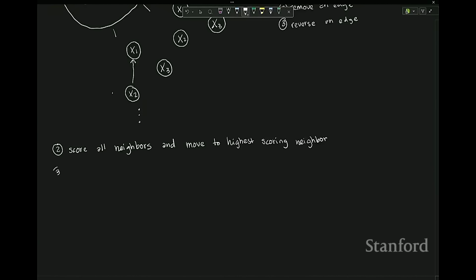And we just keep on repeating this process until we reach a point where for the current graph, there's no neighbor whose score is better than that. So repeat until current graph has no higher scoring neighbors.